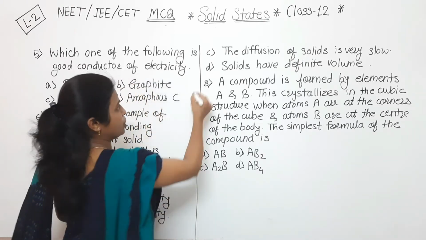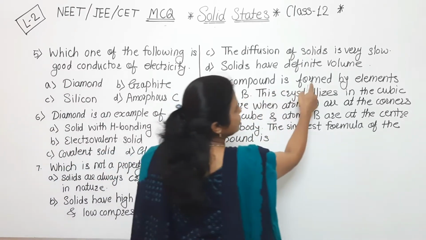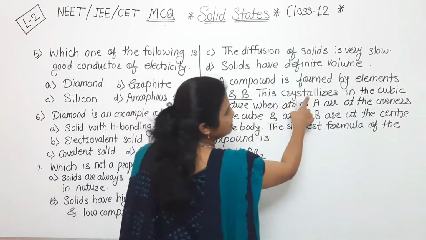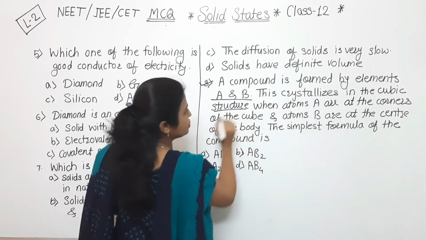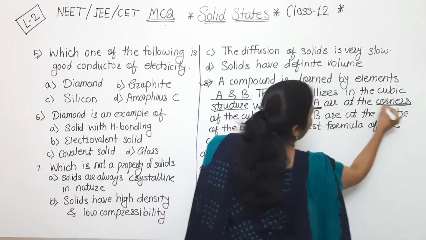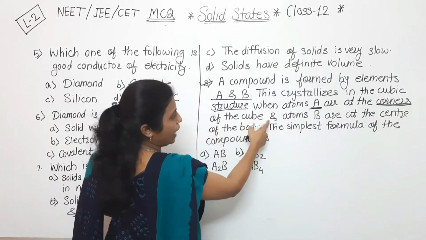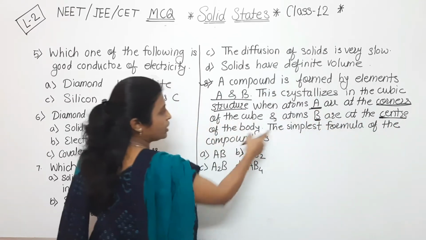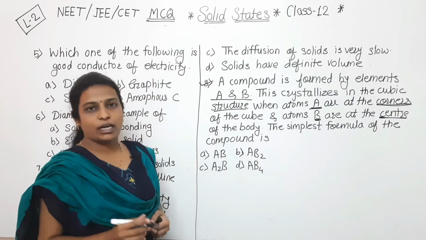Let's start with the first MCQ. A compound is formed by elements A and B. This crystallizes in the cubic structure when atoms A are at the corners of the cube and atoms B are at the center of the cube. The simplest formula of the compound is.